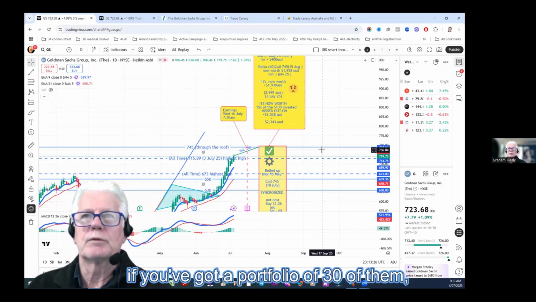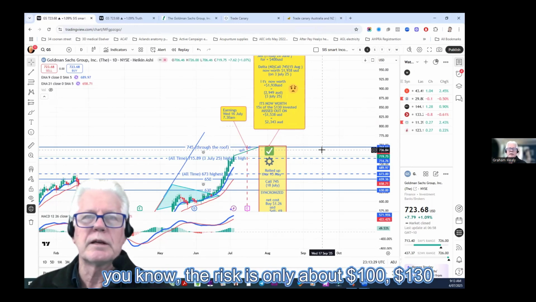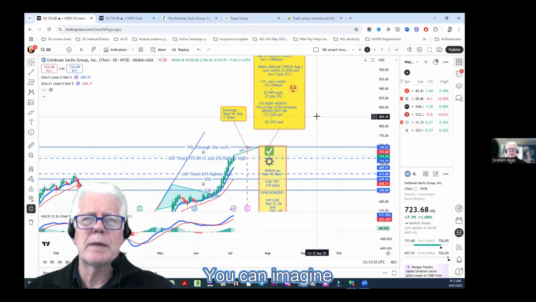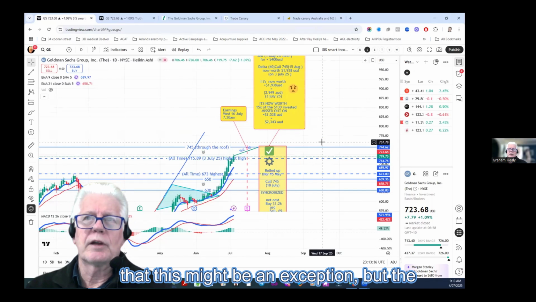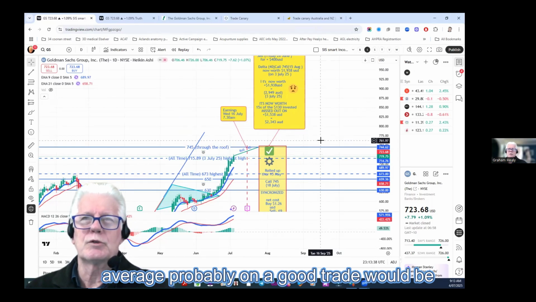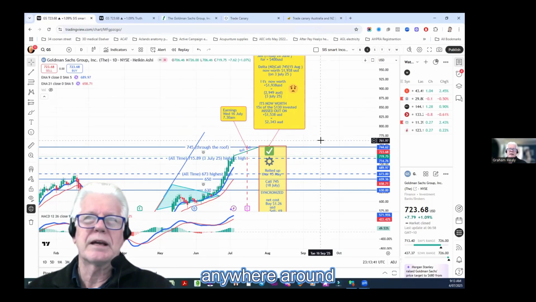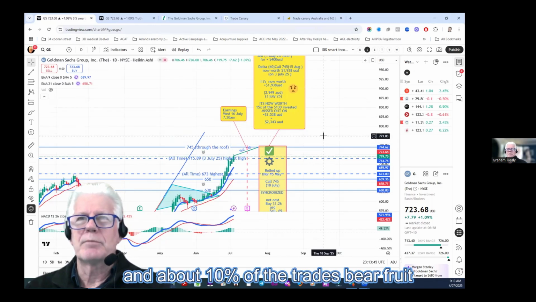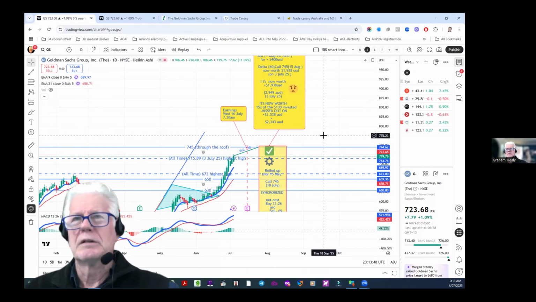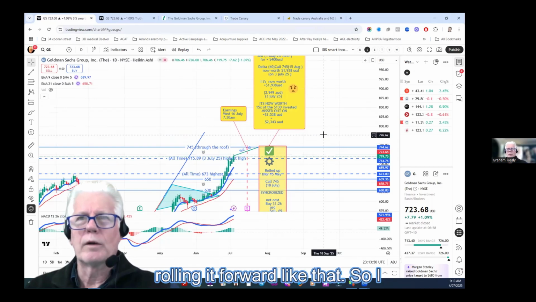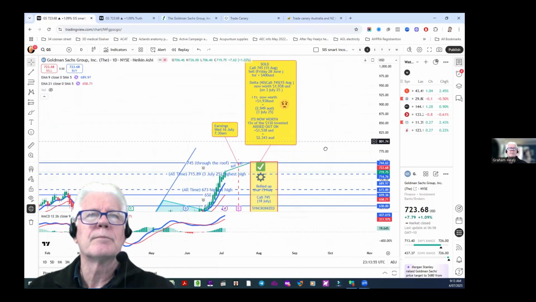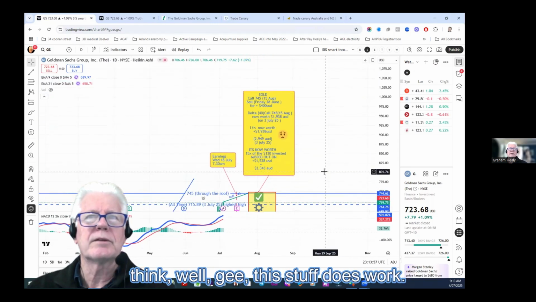Now, if you've got a portfolio of 30 of them, the risk is only about $100, $130 per contract. You can imagine that this might be an exception, but the average probably on a good trade would be anywhere around about $500 to $1,000 back, and about 10% of the trades bear fruit over a 3-month period, and you start rolling it forward like that. So I just wanted to show you that to start with, and you sort of get a bit excited about it, and you think, well, gee, this stuff does work.